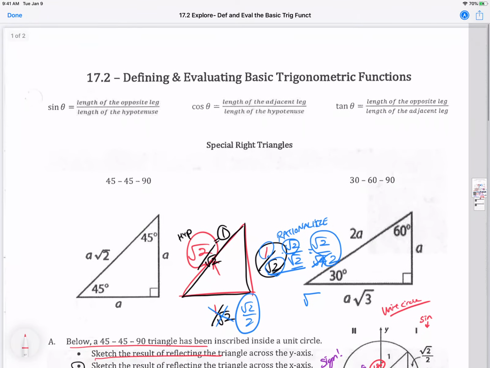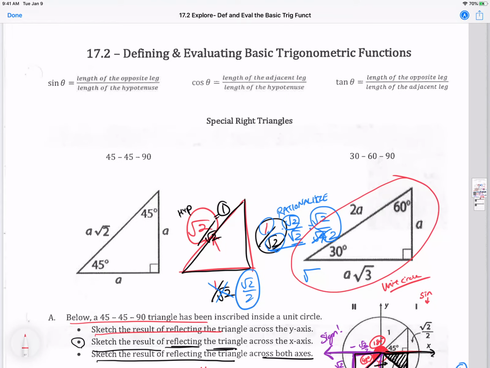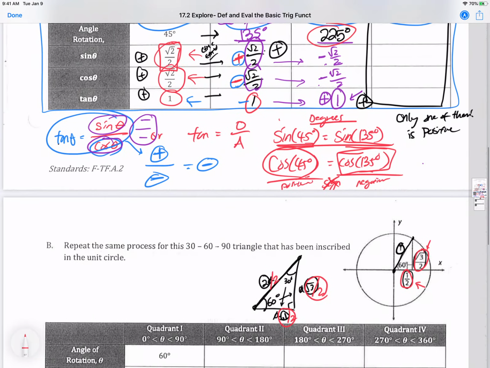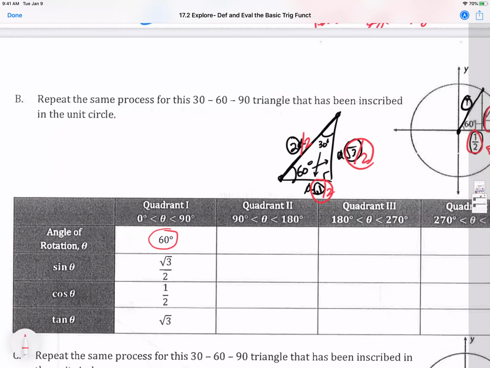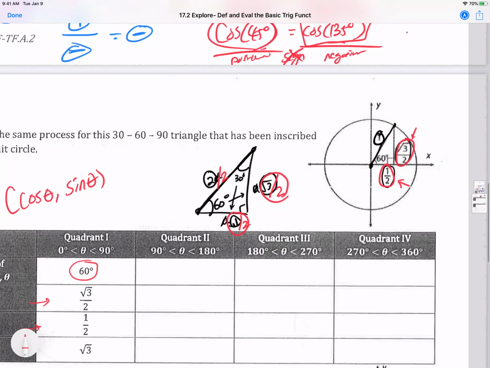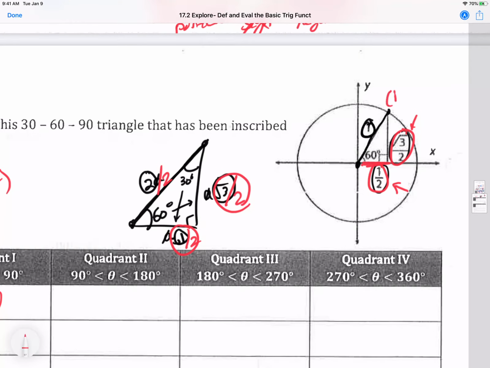Don't panic. So after we found out the 60 degree side here, notice how sine and cosine, like I said, x is always your cosine, y is always your sine. So this is your x value, which is 1 over 2. Y value is square root of 3 over 2. So sine is your y value, cosine is your x value.